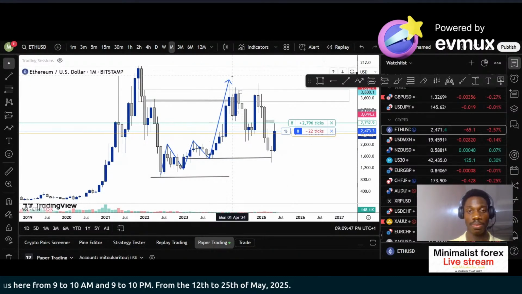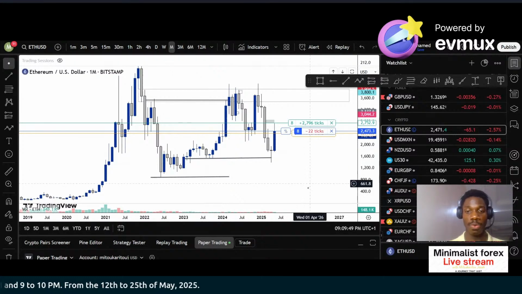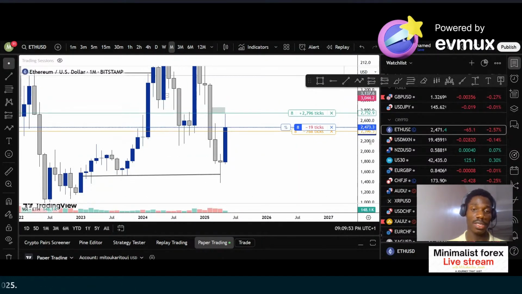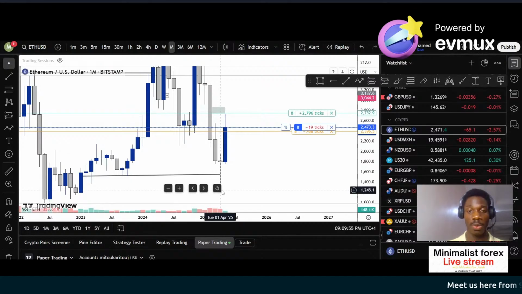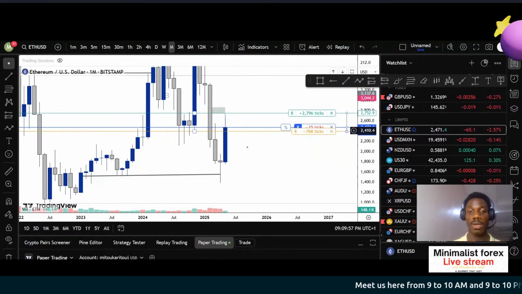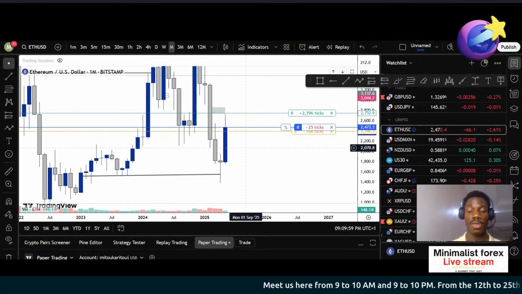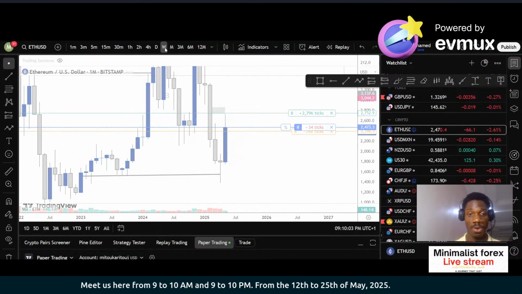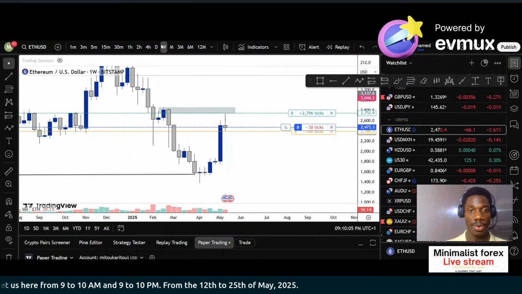All right. So at this point, what we are looking to see, obviously the pullback has ended and then it's beginning to go up. So I want to see break of structure, or change of character, whatever you want to call it, to tell us that the bullish move has started. So now start going down to the lower time frames. From the monthly, we're going down to the weekly.